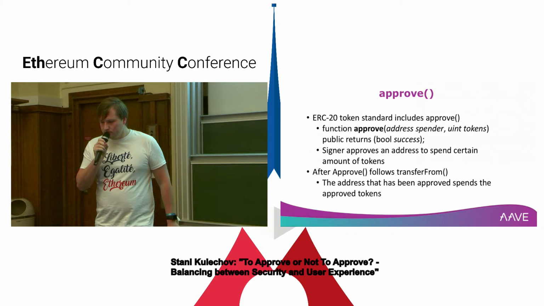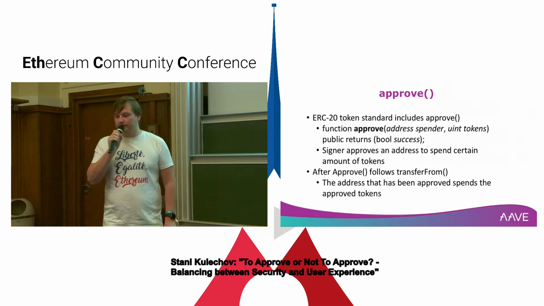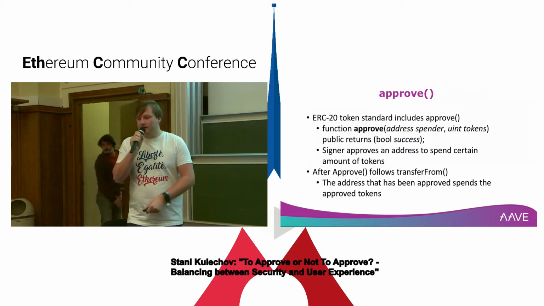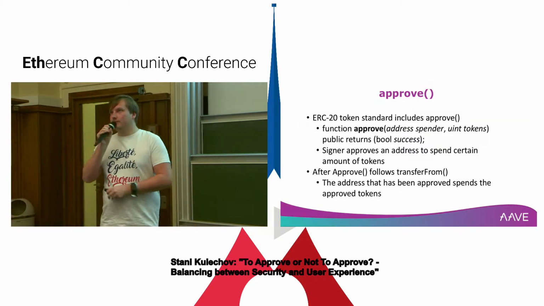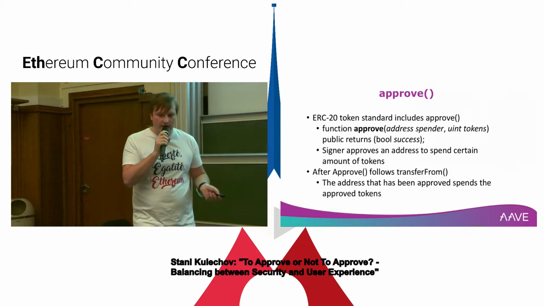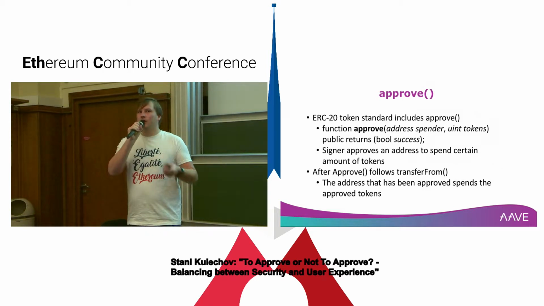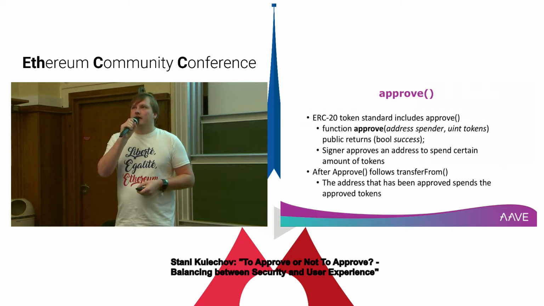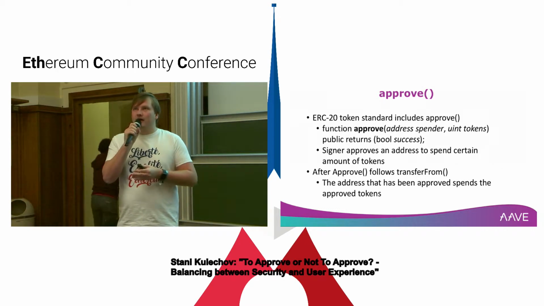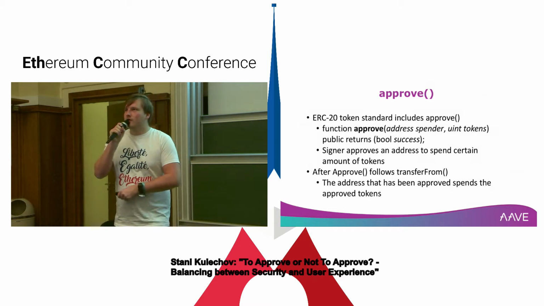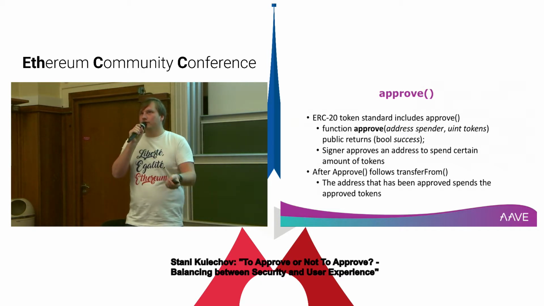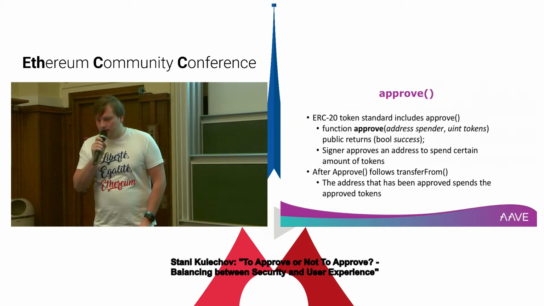Pretty simple stuff. The approve function works like this: before you do a transaction, you allow an address to spend certain amounts of funds. After you have done the approval, the smart contract that you have approved can initiate the transfer from and spend those particular funds, right?